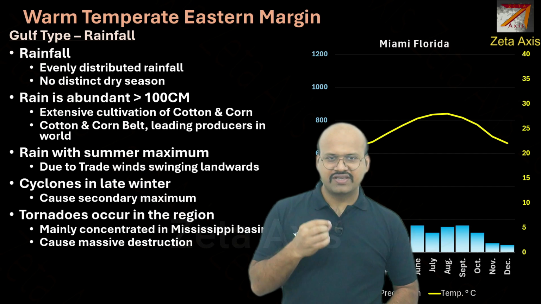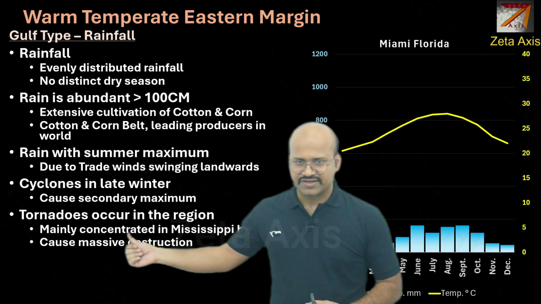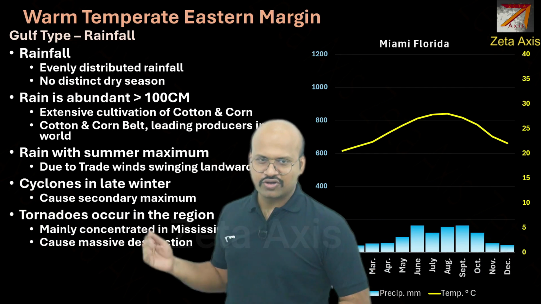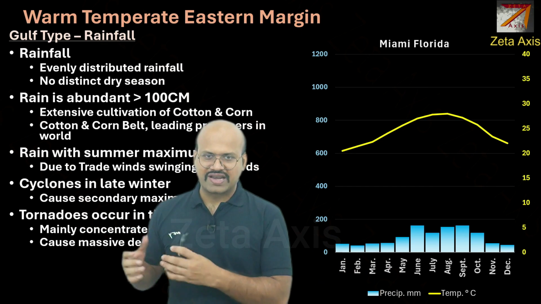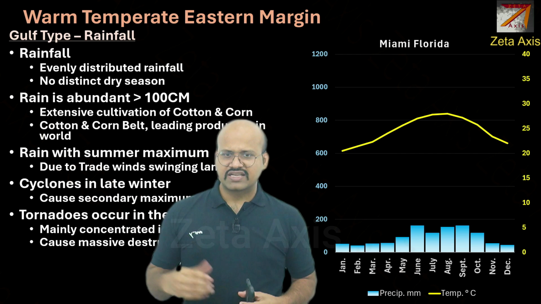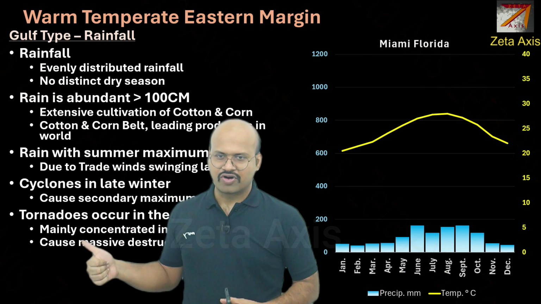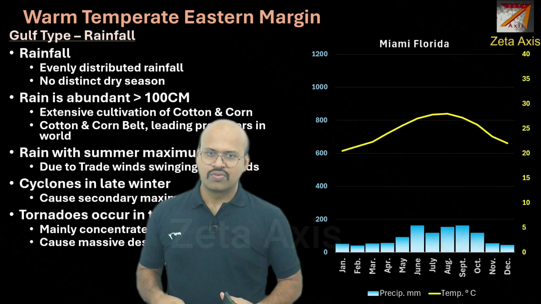Tornado is also a very unique characteristic of the Mississippi Basin. They are mainly concentrated in the Mississippi Basin and they cause massive destruction. Tornadoes are winds which move at very high velocity and they can be formed over land and ocean. They are short-lived, but the wind is of very high velocity and it can be formed within land. Therefore, it causes more destruction to properties.